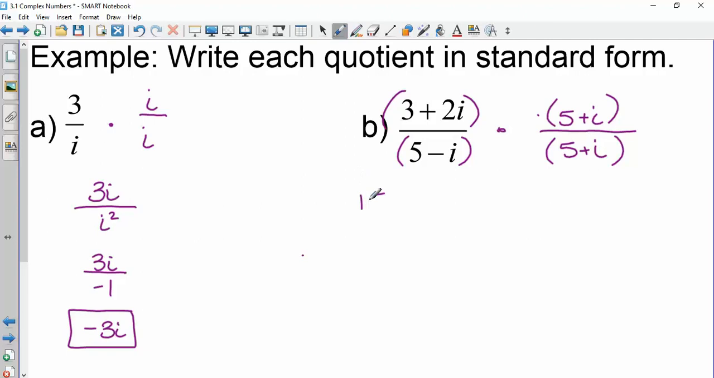So on the top we get 15 plus 3i plus 10i plus 2i squared. On the bottom, you get 5 times 5 is 25. The positive 5i and the negative 5i cancel. That's why we do the conjugate, so we really just have to multiply first and last. Negative i times i is negative i squared.